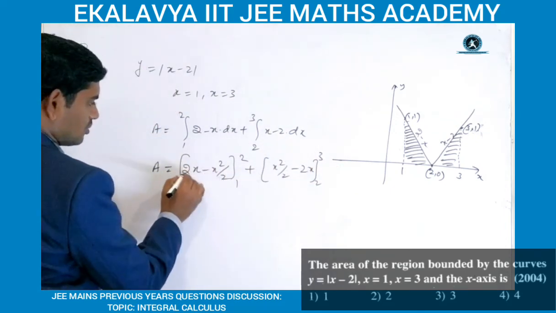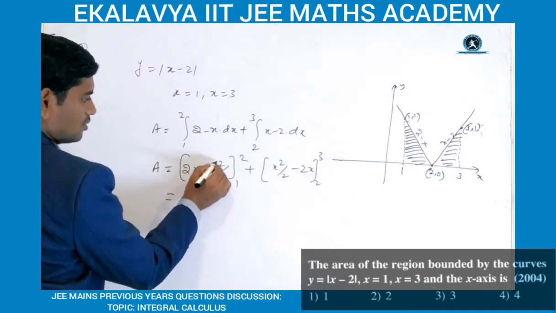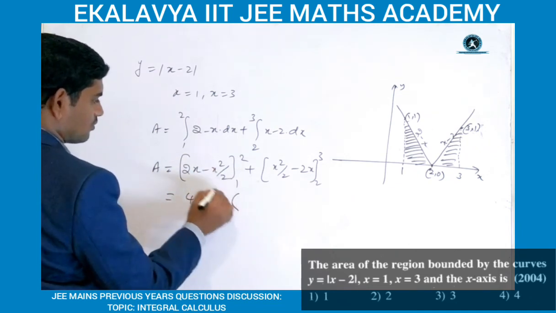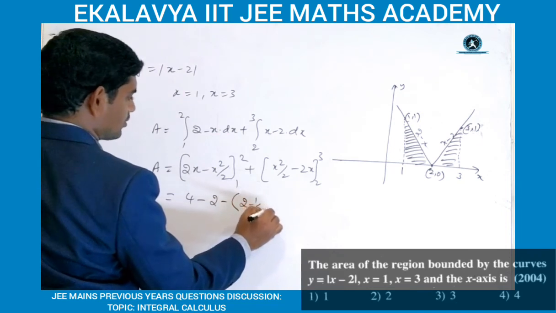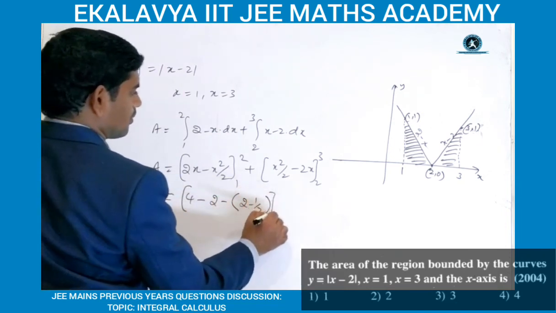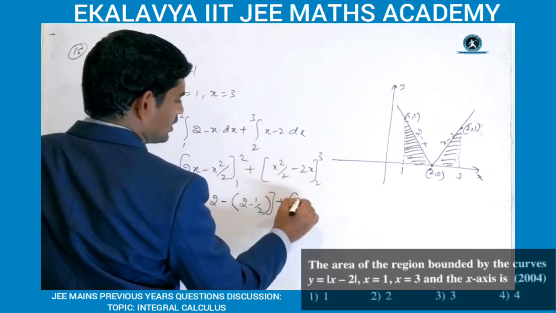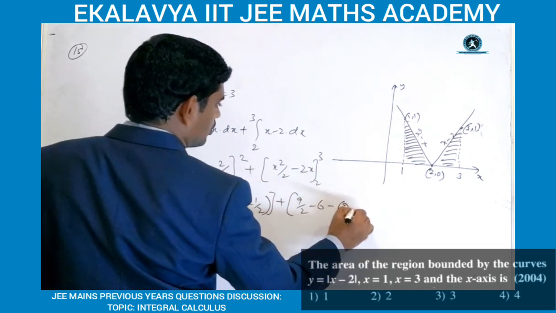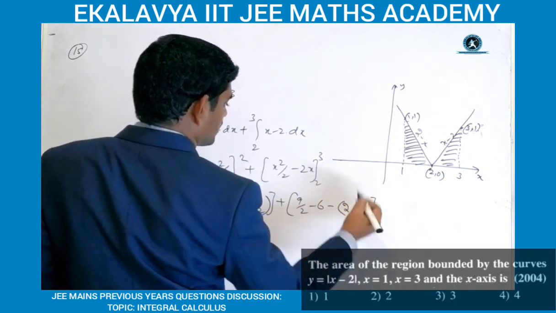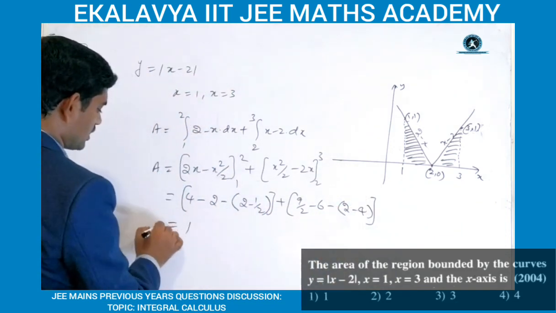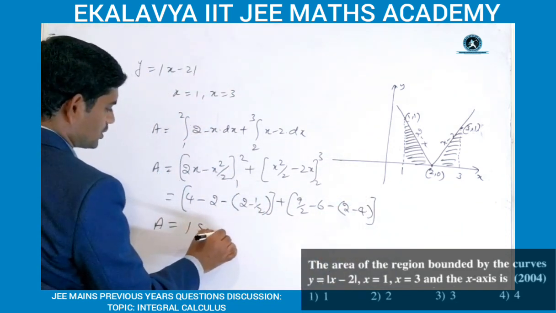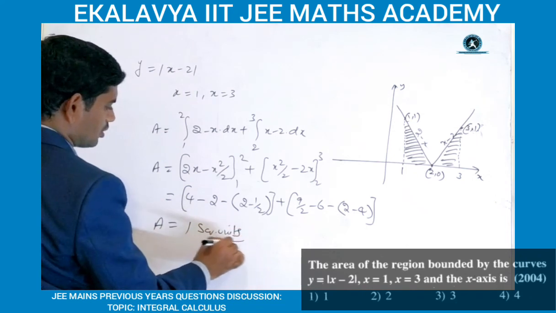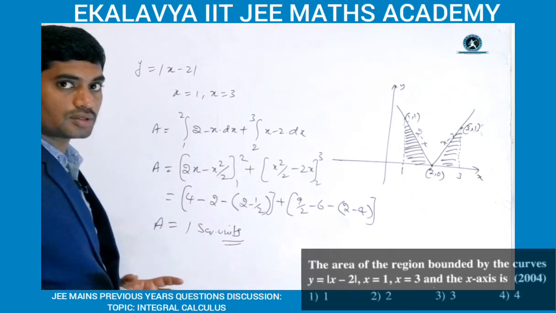Now if we substitute the limits, 4 minus 4 by 2 is 2, minus of 2 minus 1 by 2, plus, if we substitute 3 here, 9 by 2 minus 6, minus of 4 by 2 is 2 minus 4. Then after simplifying everything we get 1 square unit. So the correct answer is 1 square unit.